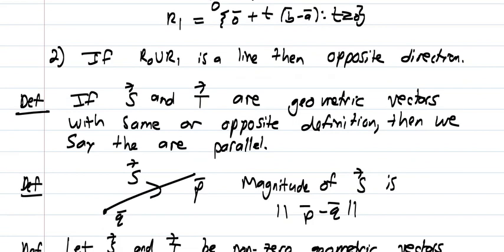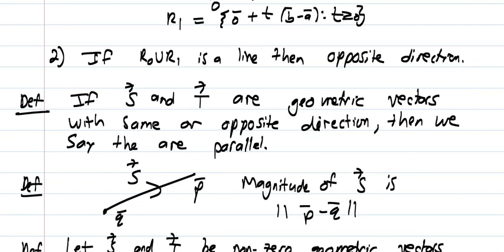Alright, and now we have a definition. If S and T are geometric vectors, how do you know they're geometric vectors? Capital letters with arrows on top. So if they are in the same or opposite direction, then we say that they are parallel. Here it's a tiny typo, let me fix it quickly. So if they are in the same or opposite direction, then we say they are parallel.